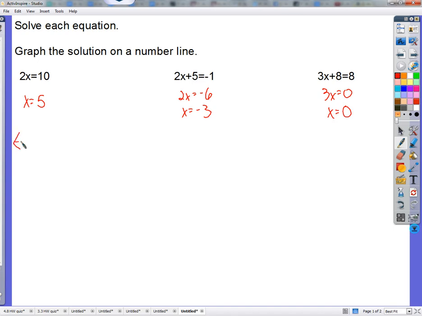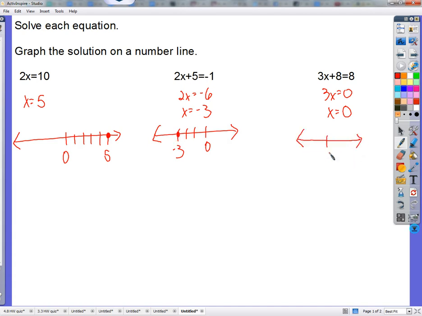Number line, just like that, there's going to be 0 as a point of reference. 5, put a little point at 5. Here's 0. If you go in the left direction, this is the negative direction, negative 3. And here's 0, and we don't need to go anywhere. 0 is where the solution is.